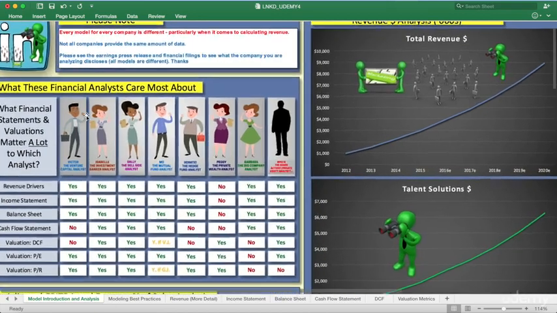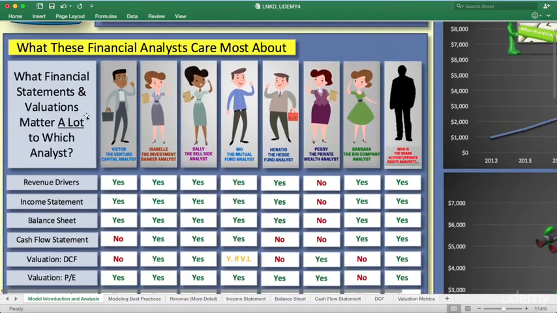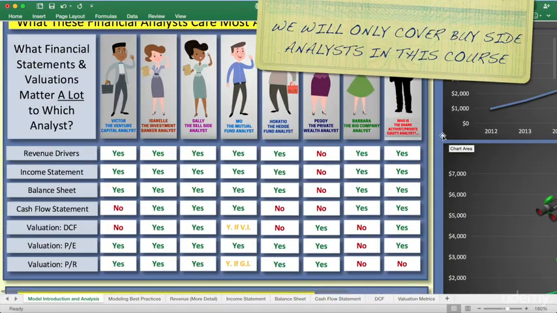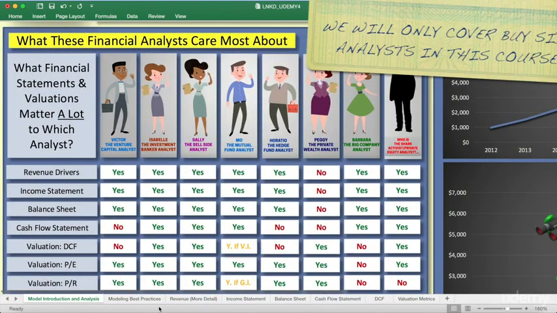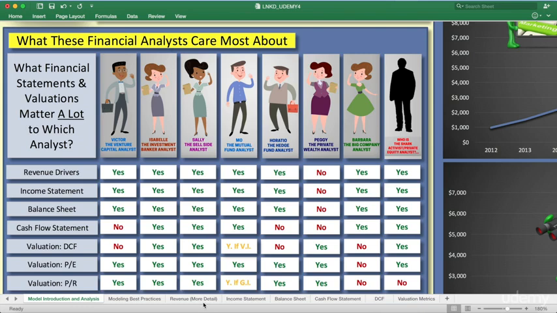I created this little chart here, which I thought was interesting, which is what these financial analysts care most about. There are several statements we have here. One is the revenue driver statement, which I'll discuss in a couple of minutes. We've got the income statement, the balance sheet, the cash flow statement, and then 3 different ways to value LinkedIn. And don't worry, I'll go through all this in a lot of detail.